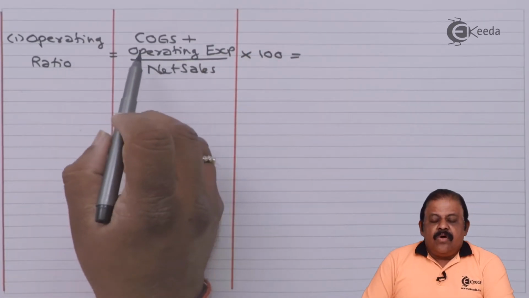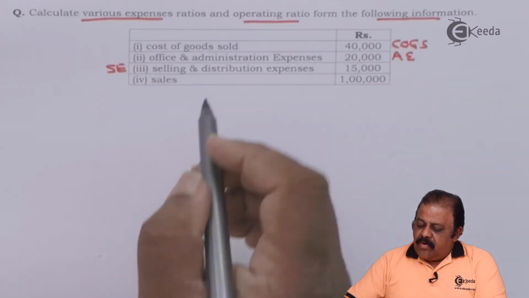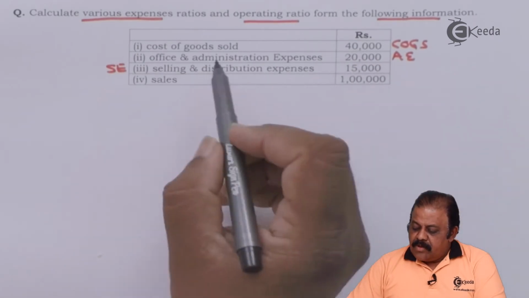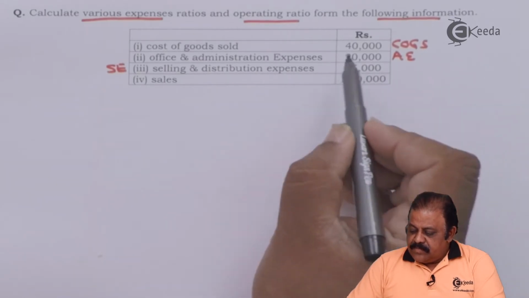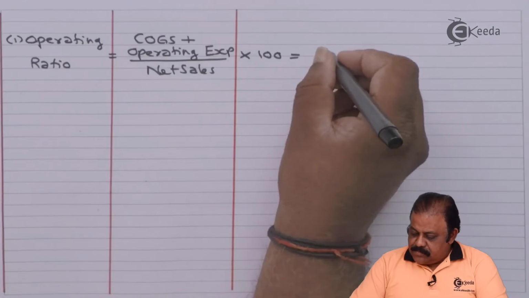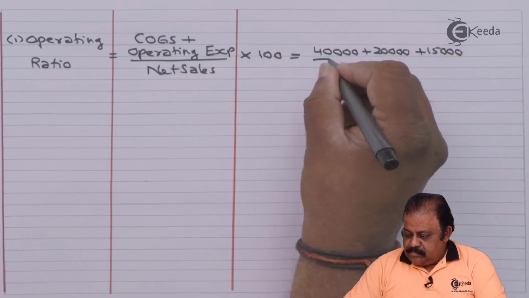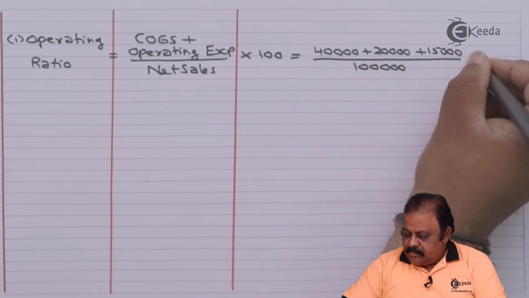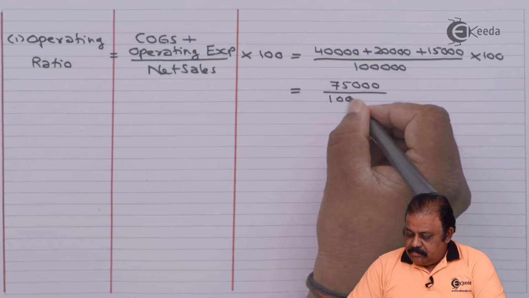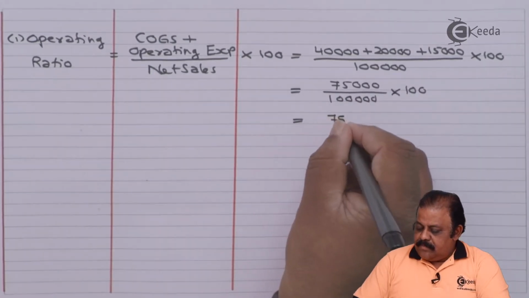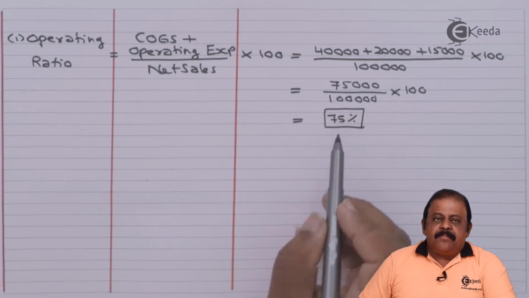Operating ratio is equal to cost of goods sold plus operating expenses divided by net sales multiplied by 100. Here we have cost of goods sold 40,000, office and administration expenses 20,000, selling and distribution expenses 15,000. These two will be operating expenses. So we got an operating ratio of 75%.